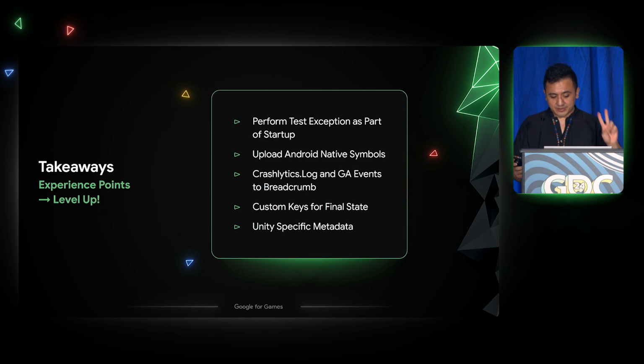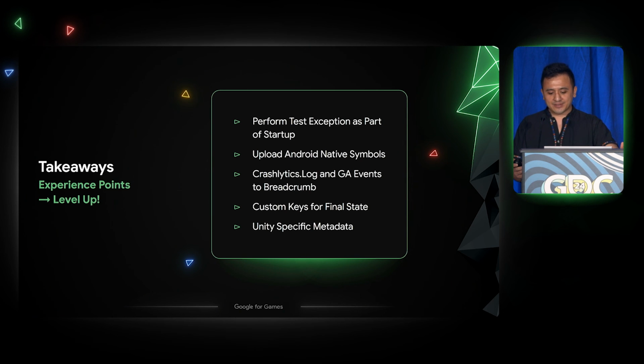Number two, when building for Android, make sure to upload native symbols as part of every build you expect to get issue reports on. Since this is scriptable, you can always add this to your build process to save time and ensure consistency. Three, use Crashlytics.log and Google Analytics events to record interactions and events leading up to the generation of an issue. Four, use Crashlytics.setCustomKey to map any particular value to keys of your creation.